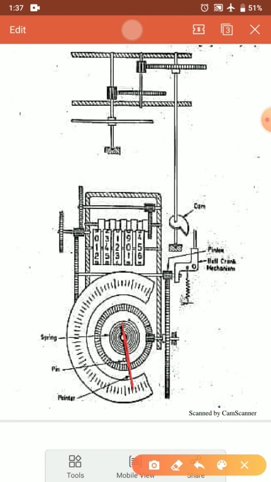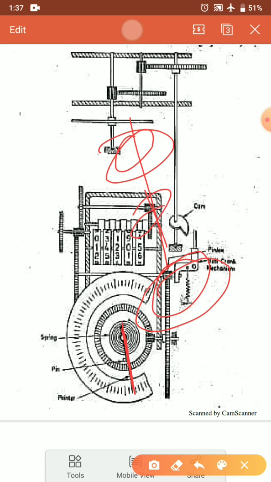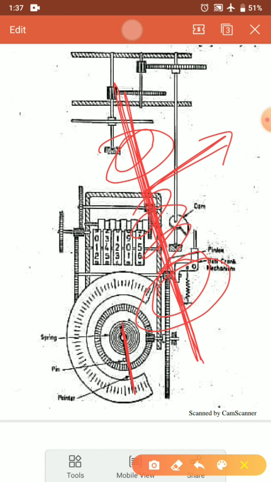Now we see that this pointer is connected to a spindle. As we know, all the pointers will have some spring arrangement, some moving coil, and will be connected to a spindle. Spindle is nothing but the center rod on which all the pointers and all the other movable mechanisms are connected.